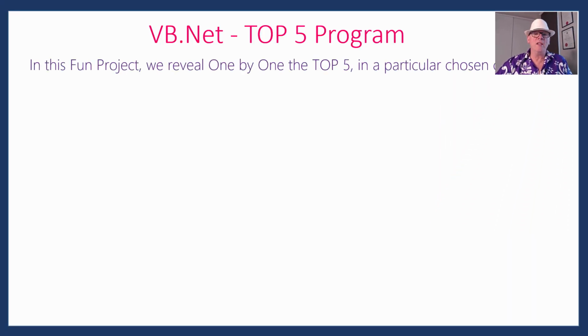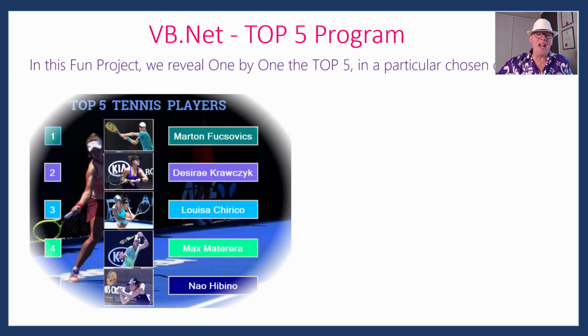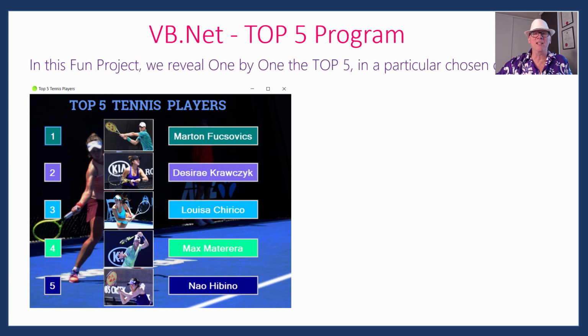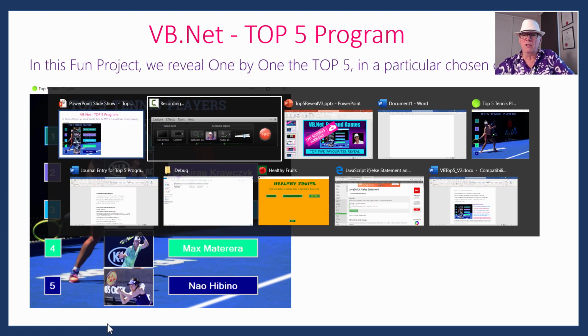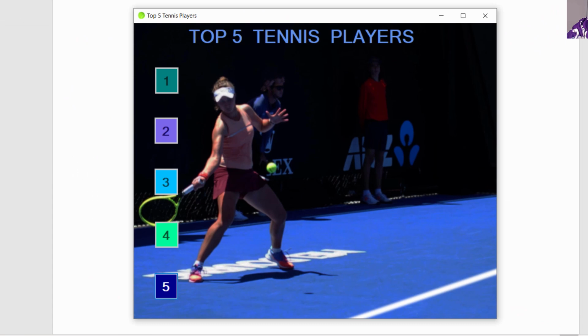All right, so in this project, we reveal one by one a top 5 in a particular chosen category. And our category is tennis players because we love tennis. So we'll just have a quick look at this. Here it is now, the top 5 tennis players. Now, if you try and click number 1 or 2, it doesn't work. That's something we're going to teach you how to do. These aren't activated yet. You have to do it in order of 5.